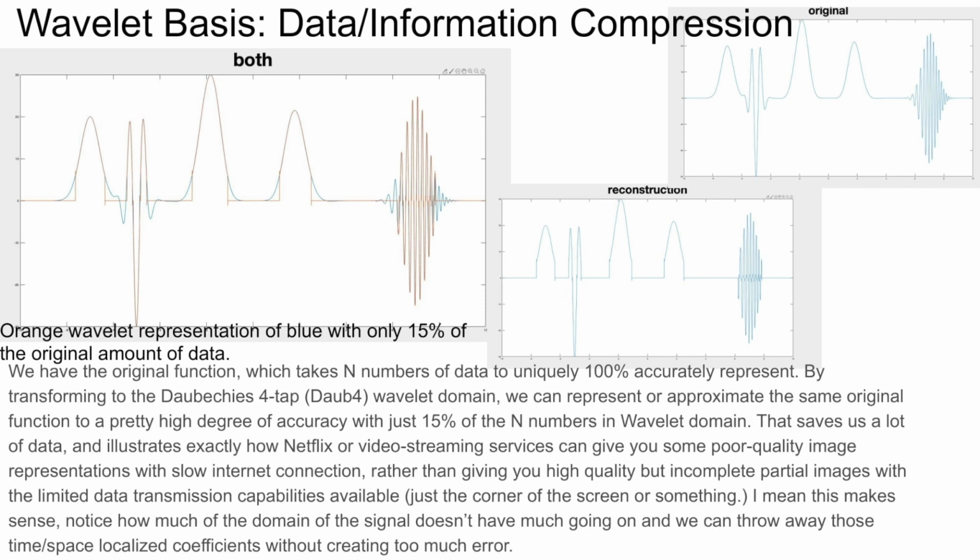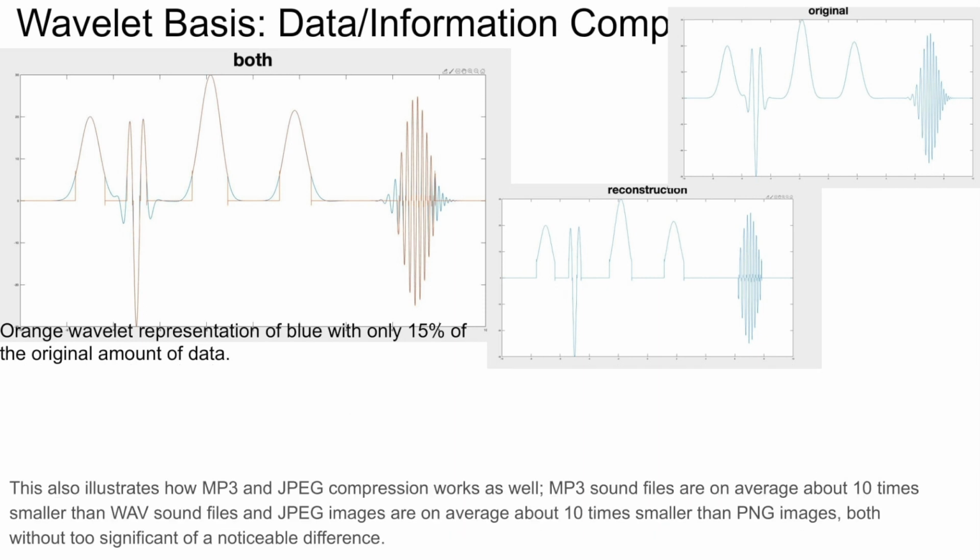I mean, this makes sense. Notice how much of the domain of the signal doesn't have much going on, and we can throw away those time/space localized coefficients without creating too much error. This also illustrates how MP3 and JPEG compression works as well. MP3 sound files are on average about 10 times smaller than WAV sound files, and JPEG images are on average about 10 times smaller than PNG images, both without too significant of a noticeable difference.